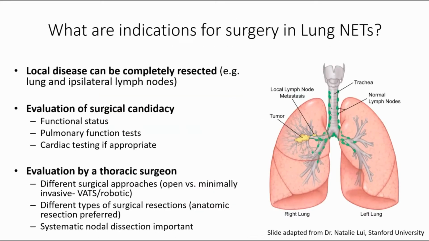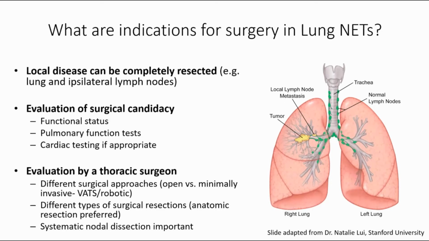So when do we do surgery for lung neuroendocrine tumors? When are we reaching out to our thoracic surgeons? Generally it's when there is local disease that can be completely resected with negative margins. When a patient is being sent to the thoracic surgeon, they're also looking at how well this patient will do with surgery. What's their daily functional status?